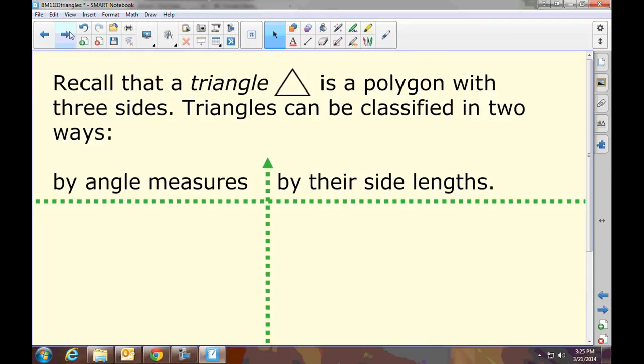For your sake, it might be best to divide your notes up into a T-chart, kind of like this, and title one side angle measures and one side side lengths. There's two different ways we can identify and label triangles, either by their angles or by their sides. So pause, jot that down on your notes page.